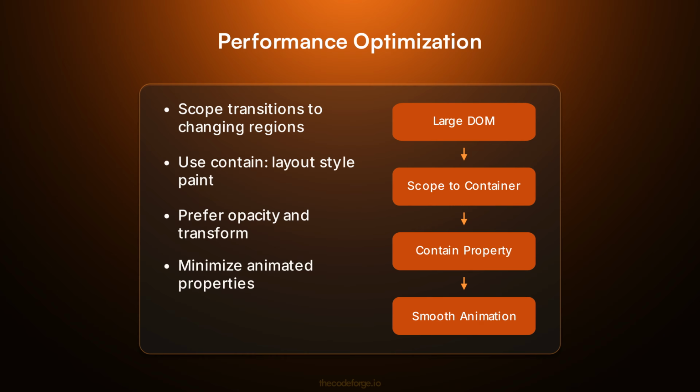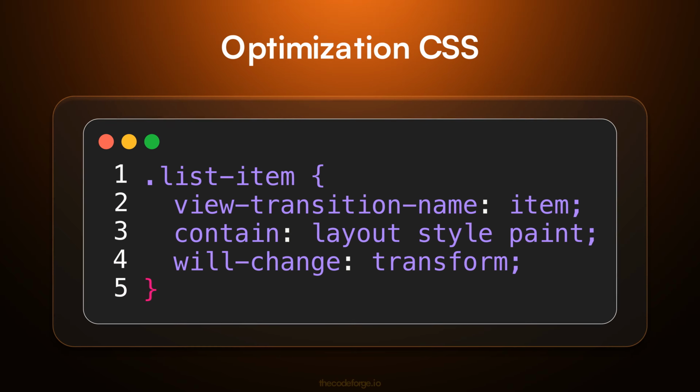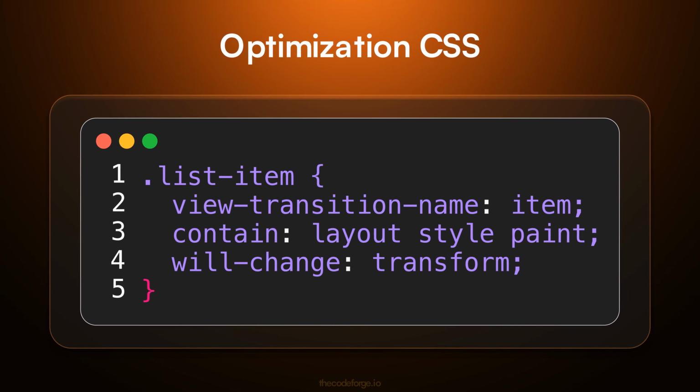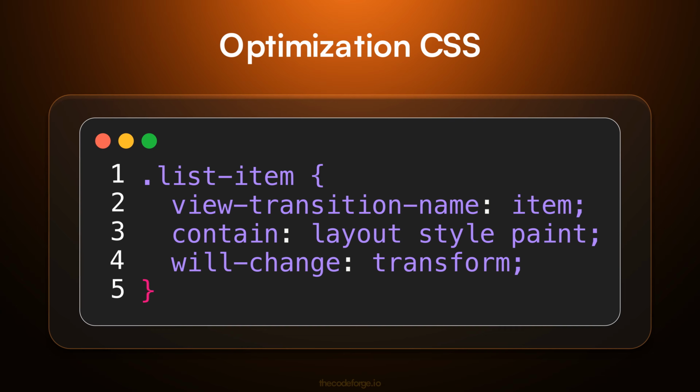Layout style paint to reduce paint area. This CSS optimizes list item transitions by containing layout and hinting transform changes. This reduces the paint area and improves performance.